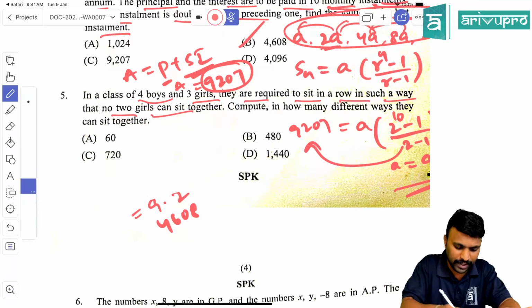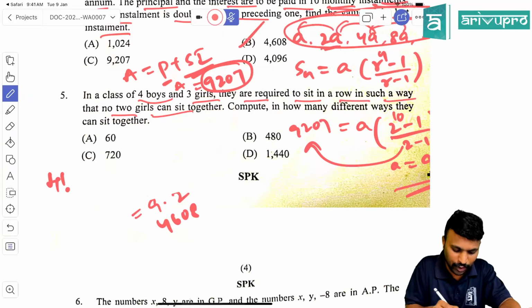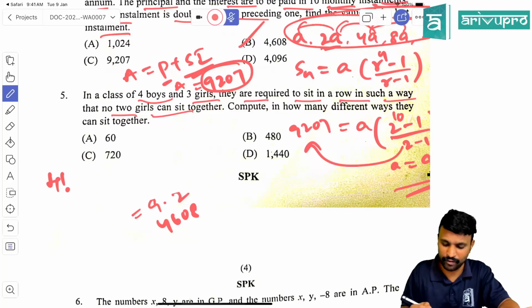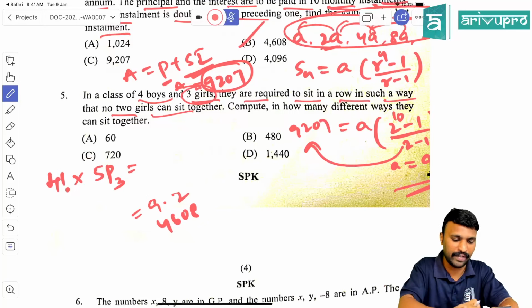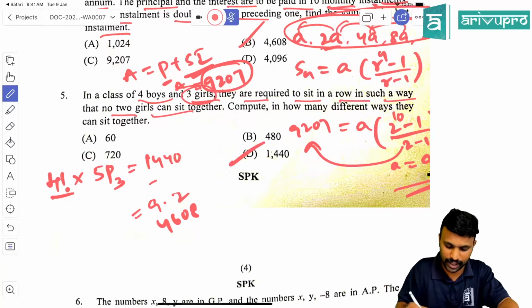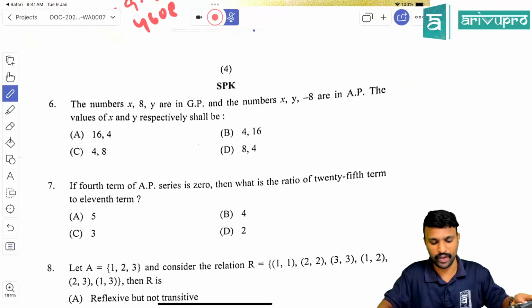4 boys. 4 boys can be arranged in 4 factorial ways, and the number of places for the girls is 4 plus 1, which is 5, and the number of girls to be arranged is 3. So 4 factorial into 5P3. 5P3 is 5 into 4 into 3, 4 factorial is 24, and the result is 1440. Option D is the right answer. Moving on to the next question.